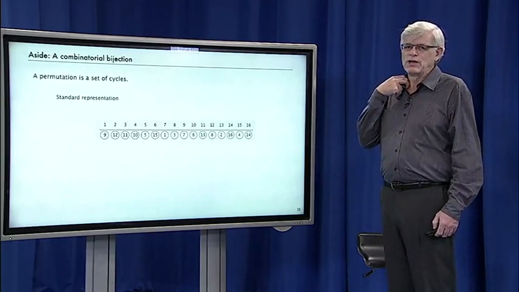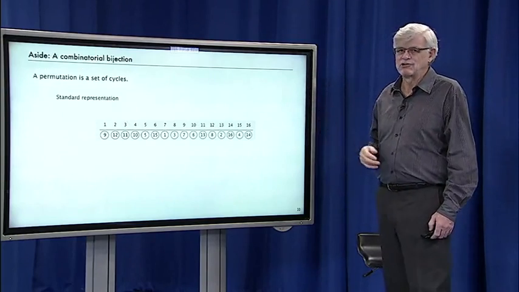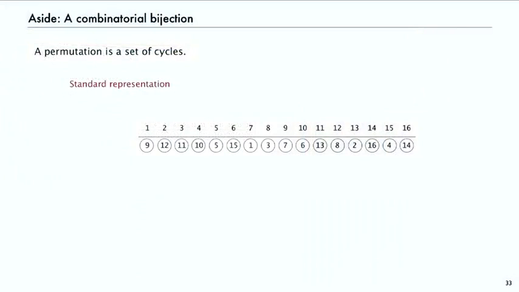Now, this is a well-known combinatorial bijection. A permutation is a set of cycles. And to see that, you start anywhere. Say we'll start at 4. So here we have the permutation, and then we have the index of the sequence. Where is it in the sequence? So if we start at the 4th entry in the permutation, it says 10. So we go to 10.